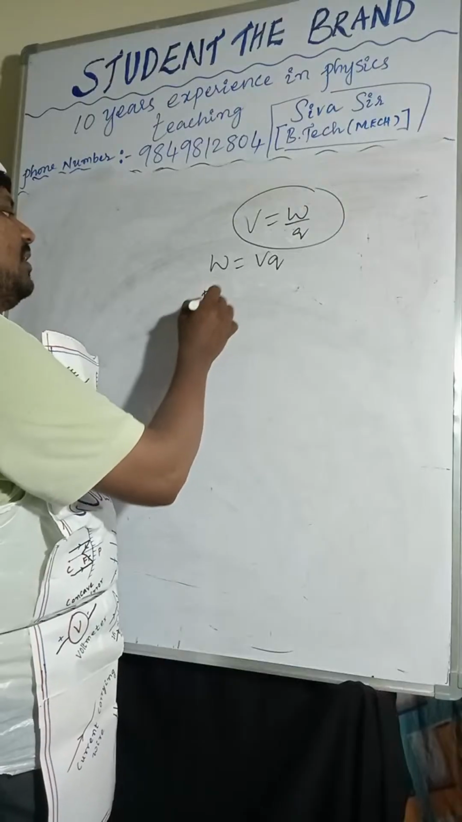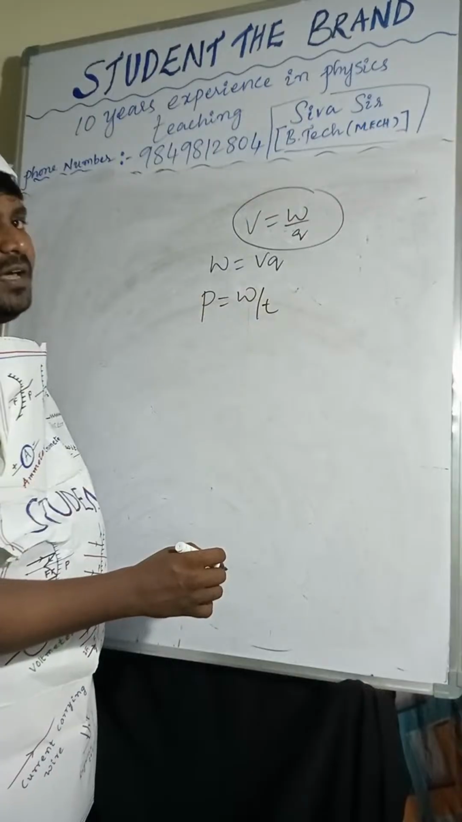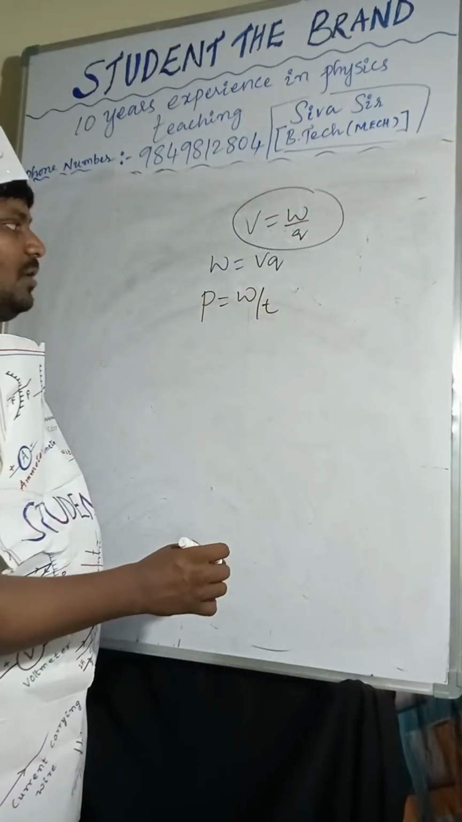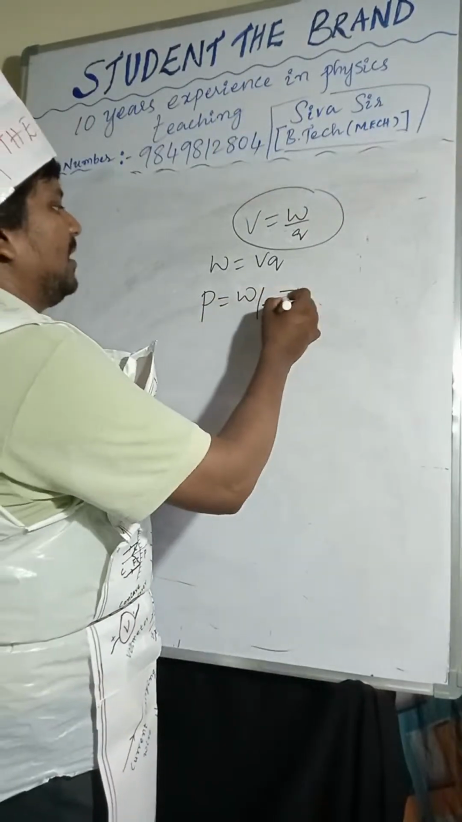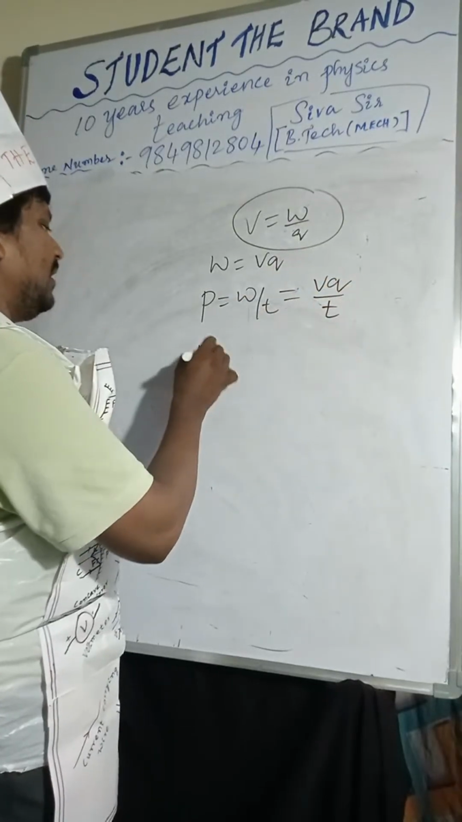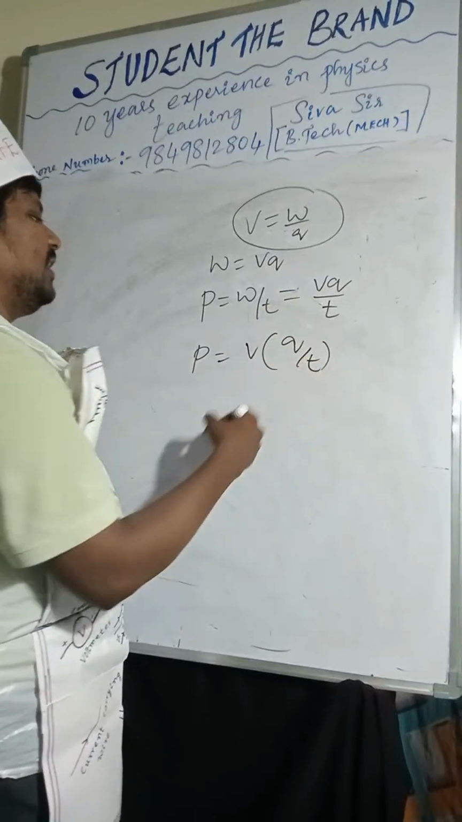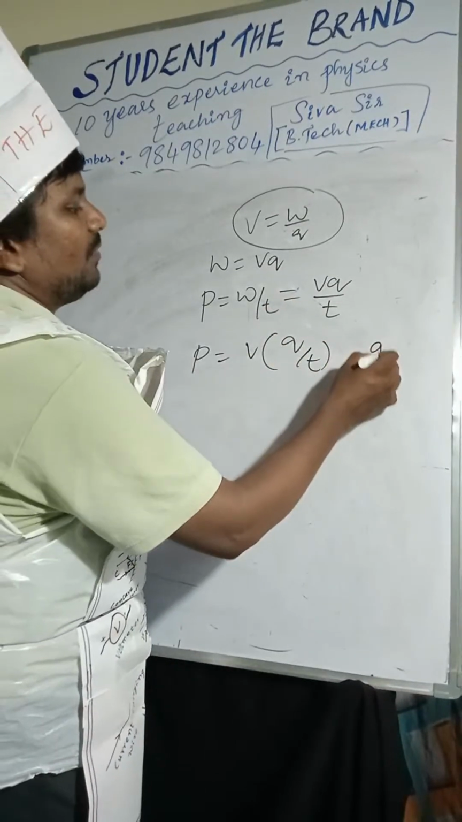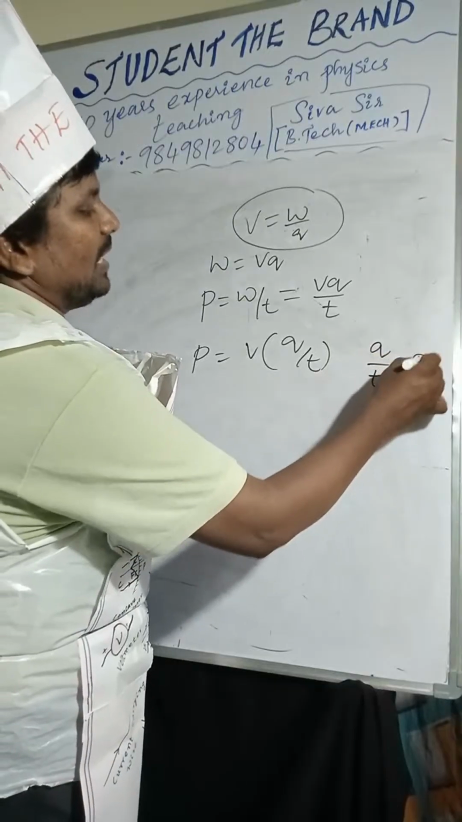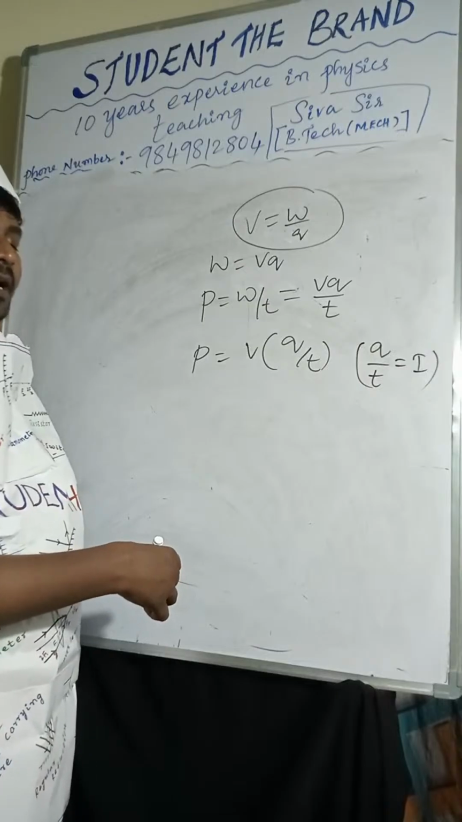We know rate of doing work is called power. P equal to W by T. So W equal to VQ, and P equal to V into Q by T. We know Q by T is current.